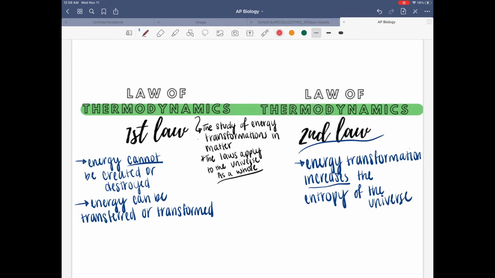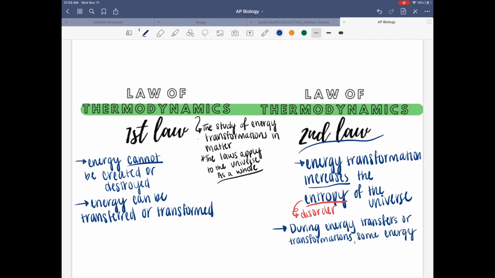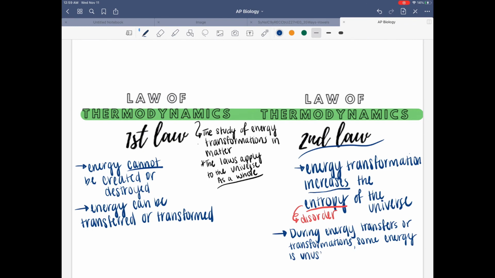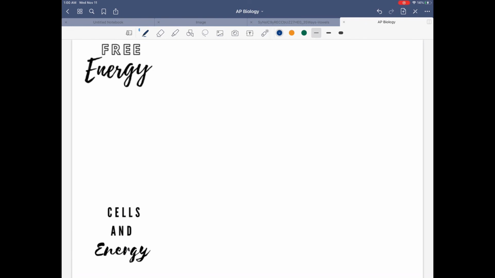Second law: we know that energy transformations will increase the entropy of the universe, and entropy means disorder. So, during energy transfers or transformations, we need to remember that there is going to be some energy that becomes unusable and is often lost as heat. So, for example, as the bird that ate the seeds is flying, there is going to be some energy that the bird gives off as heat, and that's the energy that's just lost.